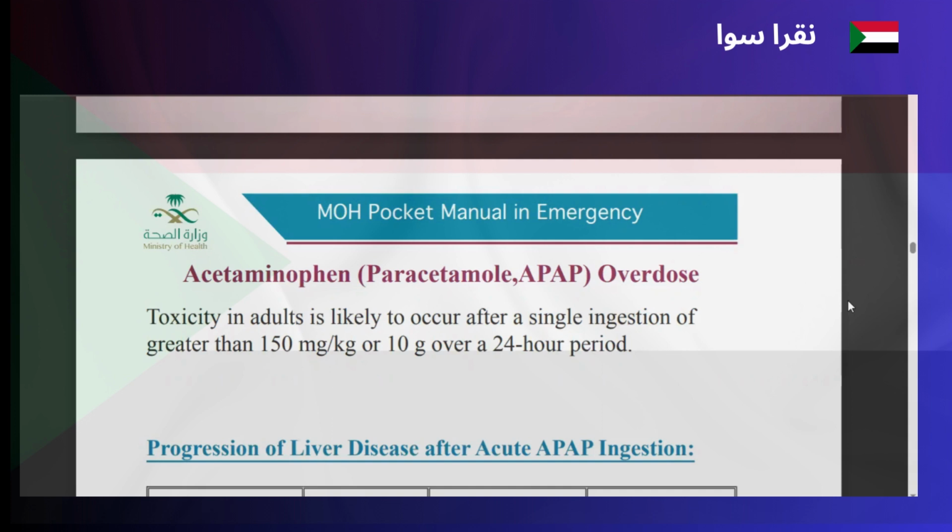Acetaminophen (paracetamol) overdose, from the Ministry of Health Pocket Manual in Emergency, Saudi Arabia Ministry of Health.